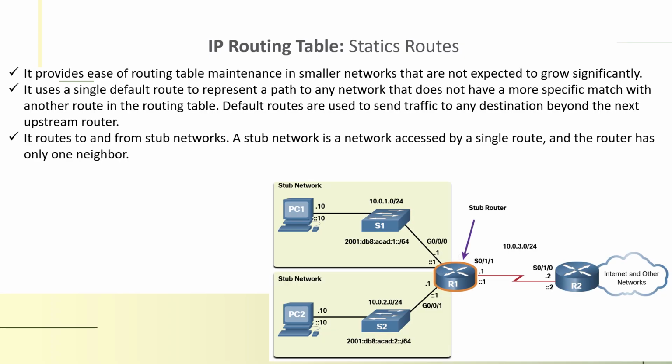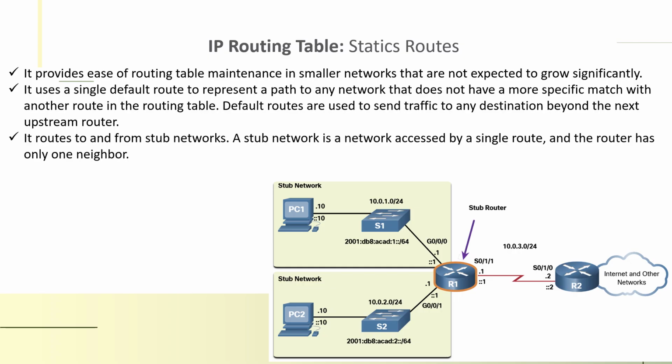Here we will have a figure that shows an example of a stub network. You can see that any network attached to router 1 would only have one way to reach other destinations, whether to a network attached to router 2 or to destinations beyond router 2. This means that the networks 10.0.1.0/24 and 10.0.2.0/24 are stub networks, and router 1 is a stub router.